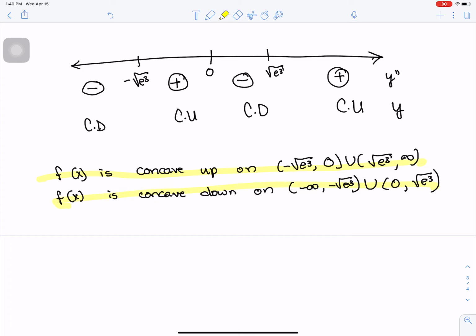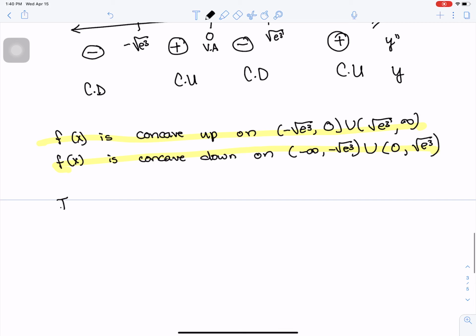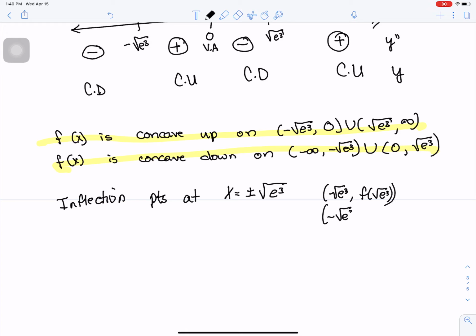Is there any sign switches? There's negative to positive, positive to negative, negative to positive. But again, this is a vertical asymptote, so I can't classify it. So I'm just going to write inflection points at x equals plus or minus root e cubed. And then if I wanted the y coordinate, we could just write it like this for now: f of root e cubed, f of negative root e cubed.